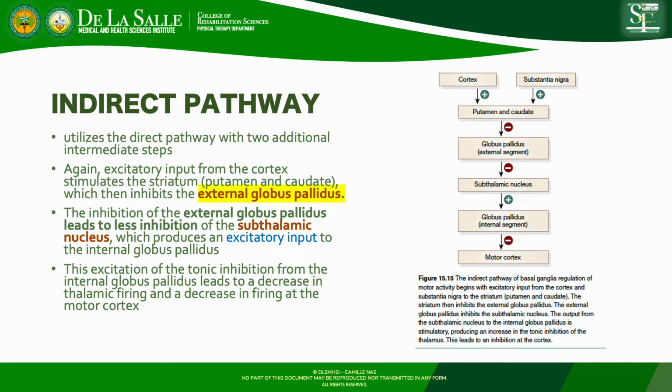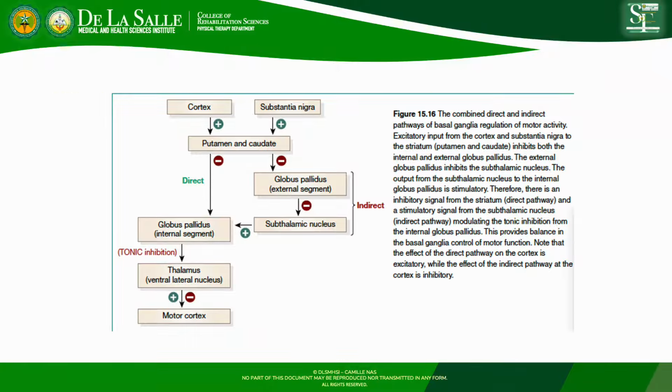And what is the function again of your globus pallidus internal? It is to inhibit the thalamus. And so, if the globus pallidus was successful in inhibiting the thalamus, this will be relayed as an inhibitory output to the cortex. And that is how the indirect pathway is an inhibitory output to the motor cortex. So once again, we have two pathways, the direct and the indirect pathway. The direct pathway will produce an excitatory output to the motor cortex. The indirect pathway will produce an inhibitory output to the motor cortex.